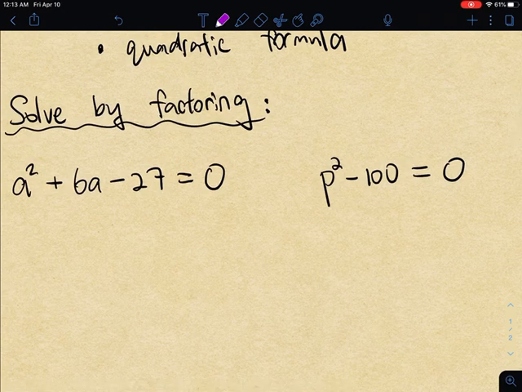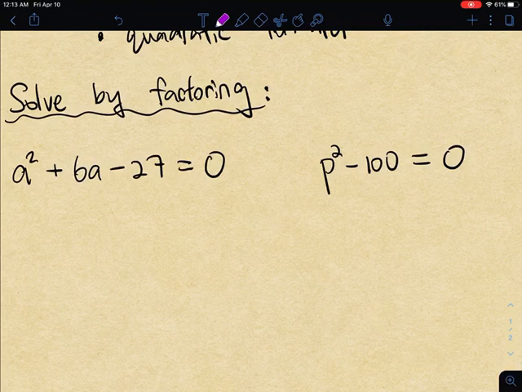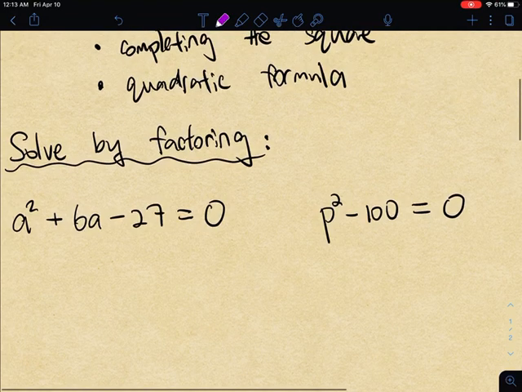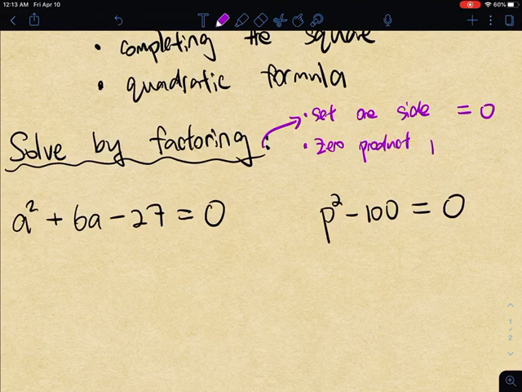So solving by factoring, which is the first method that we'll do. If I have a squared plus 6a minus 27 equals 0, whenever you're solving by factoring, the trick is always to set one side equal to 0. I'll write that down: set one side equal to 0. And then use the zero product property.